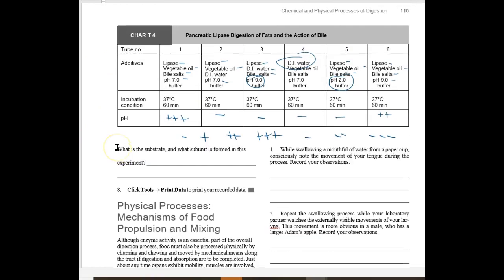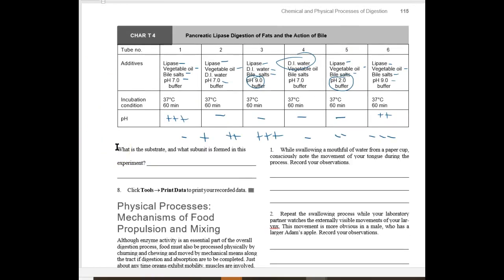Let's see. And then that's it. So for all of those, know what your enzyme is, know what your substrate is, know how the tests work, and then for any tube, be able to say whether or not, or what kind of result you're going to get, and why, and be able to identify your negative controls.